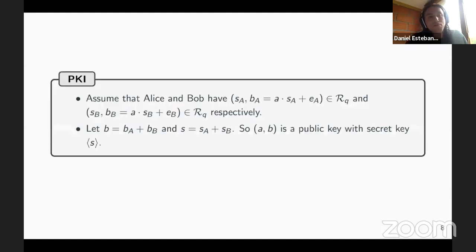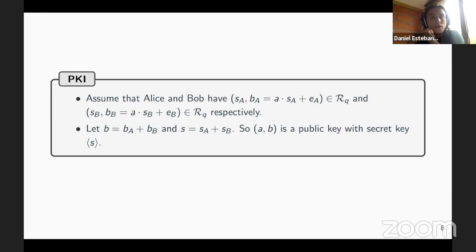So with that, let me begin with our first protocol, which we call the PKI-based OLE protocol because it's based on a public key infrastructure. More precisely, our first protocol assumes that Alice and Bob each have a secret and public key pair. So Alice has SA and BA, that is A times SA plus an error. And Bob has also SB, comma BB. And notice that both of them use the same A, and that's important, but that's fine because if you recall, our generation procedure allows you to input A as a parameter.